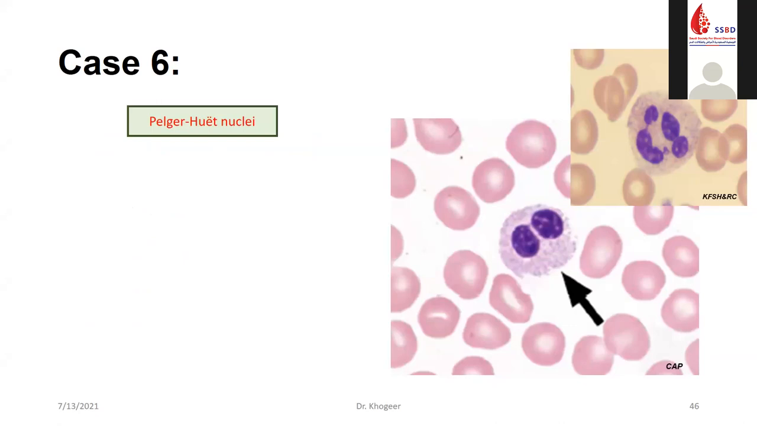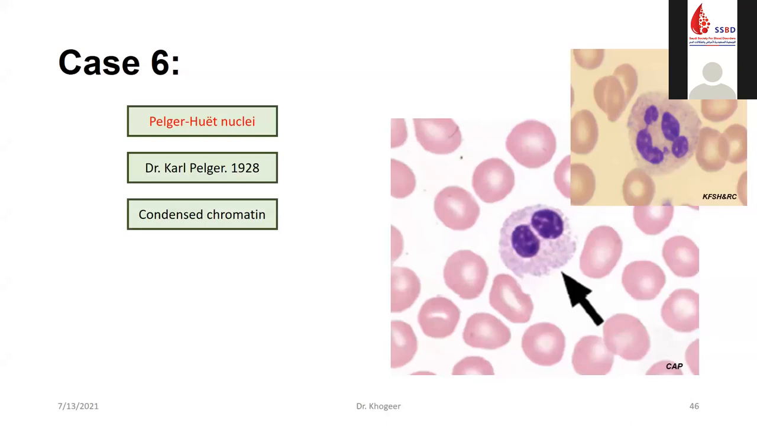Dr. Karel Pelger, a Dutch hematologist, was the first to describe this morphological feature in 1928. And the nuclear chromatin in the Pelger-Huët cells is generally denser than in normal cells, as you can appreciate here. This feature helps to differentiate Pelger-Huët cells from normal neutrophils and their precursors, which have more open or lightly staining chromatin.